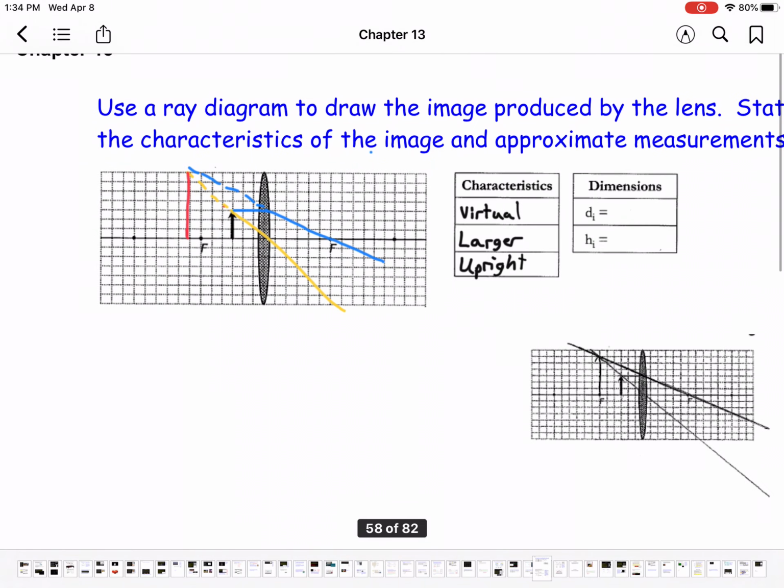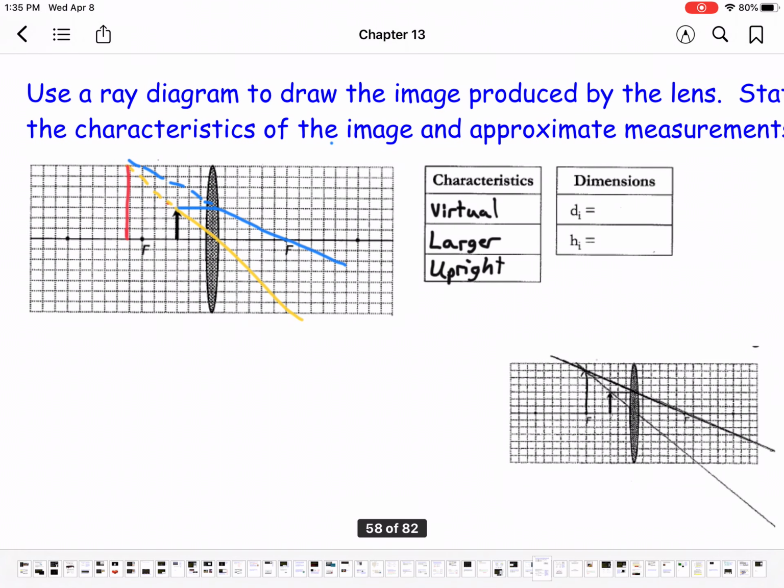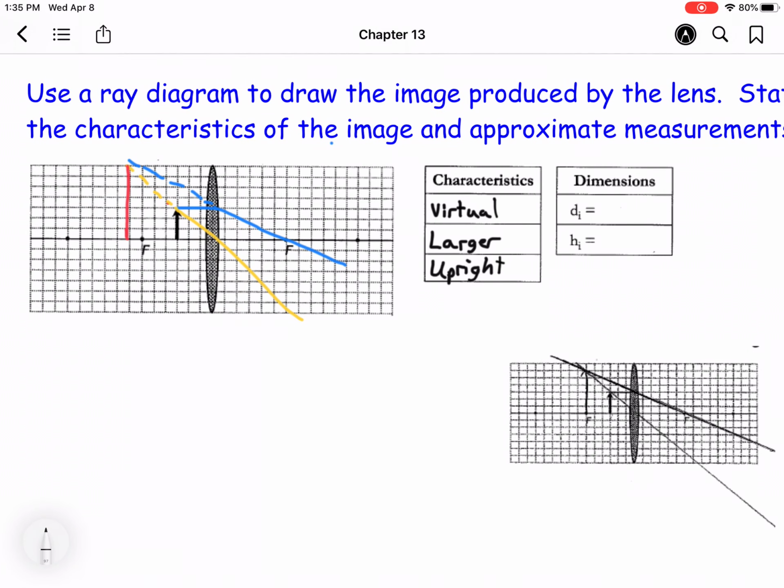All right, so on this one here, we're going to move the object closer than the focal point. If you look at the last question, the object was farther than the focal point. Now we're going to move the object closer. What's going to happen is it's going to send one parallel, and then it's going to go through this principal focal point, and then we're going to send one through the vertex, which just continues on straight.